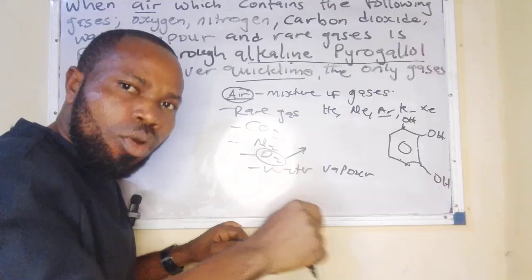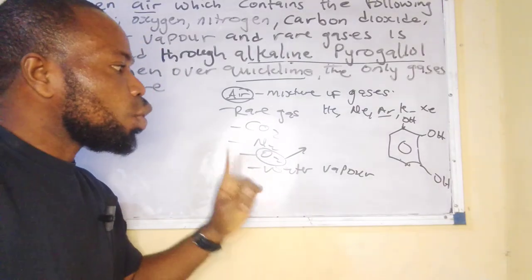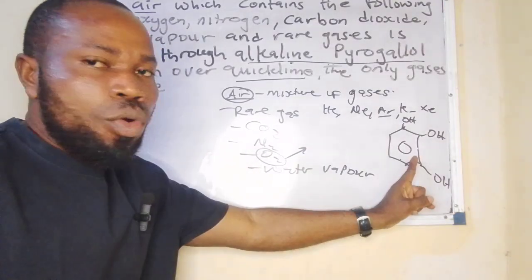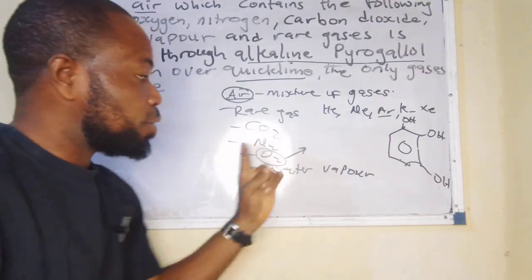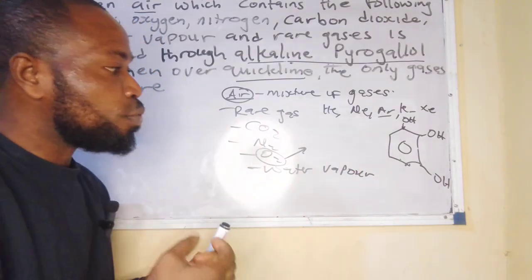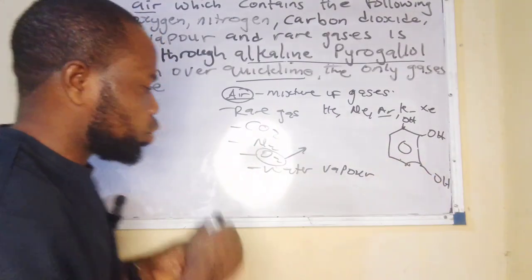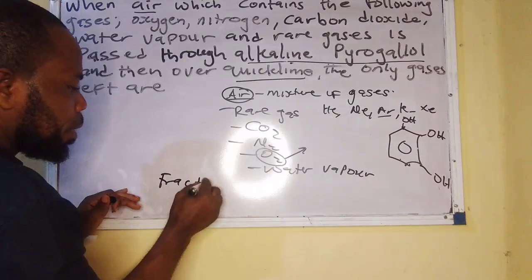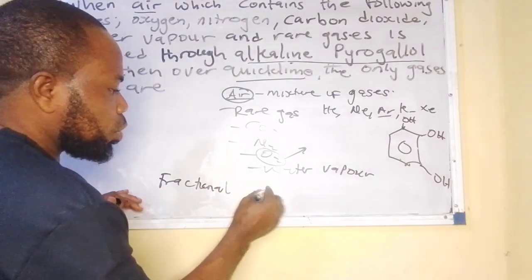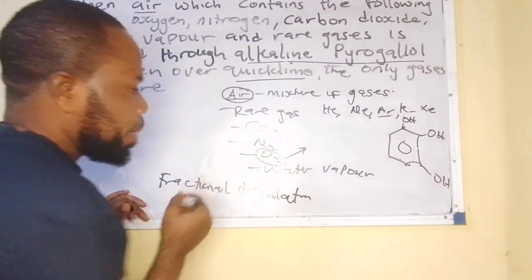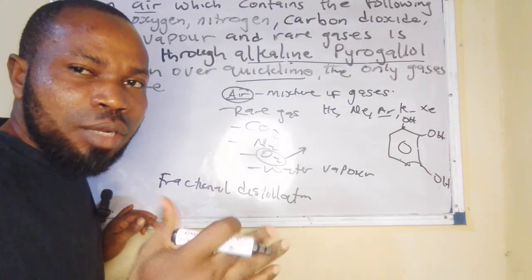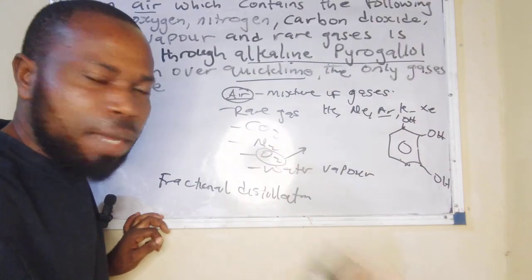Now, I want to bring more light to this again, please. It's not only alkaline pyrogallol that can be used to remove oxygen from air. Oxygen can also be removed from air through fractional distillation of what? Of liquid air. And again, I have to emphasize, we have to look at the point step by step.